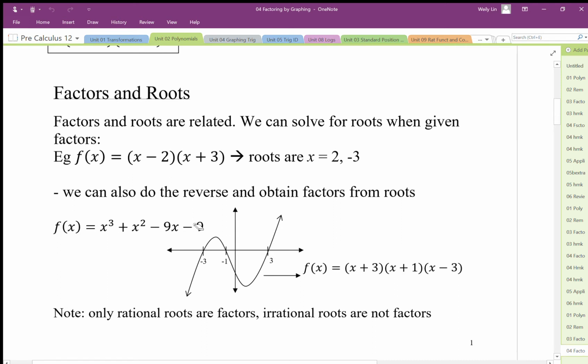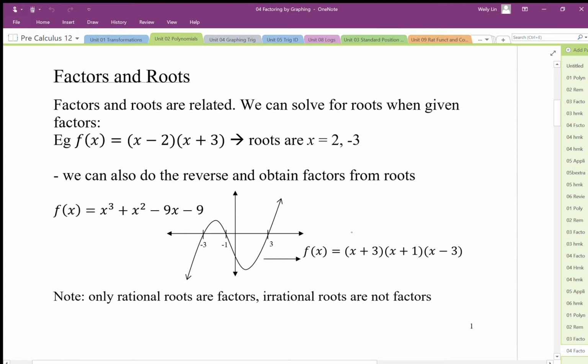This can also be done in reverse. If I start with the graph and I see the roots, negative 3, negative 1, positive 3, I can go from the roots to the factored form. So there I can actually factor from the graph. This is my polynomial. I don't really know what the roots are when I look at it there, but when I look at the graph, I can see the roots, and from the roots, I can generate the factors. It's good to bear in mind that the factors are from our rational roots. Irrational roots, we can't put into linear factors like this. So that's something we're going to have to deal with a little bit later on.